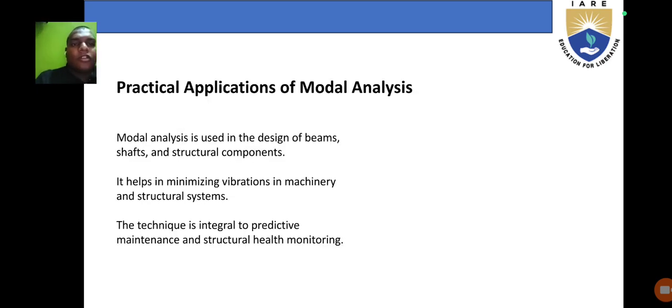Practical applications of modal analysis. Modal analysis is used in the design of beams, shafts, and structural components. It helps in minimizing vibrations in machinery and structural systems. The technique is integral to predictive maintenance and structural health monitoring.